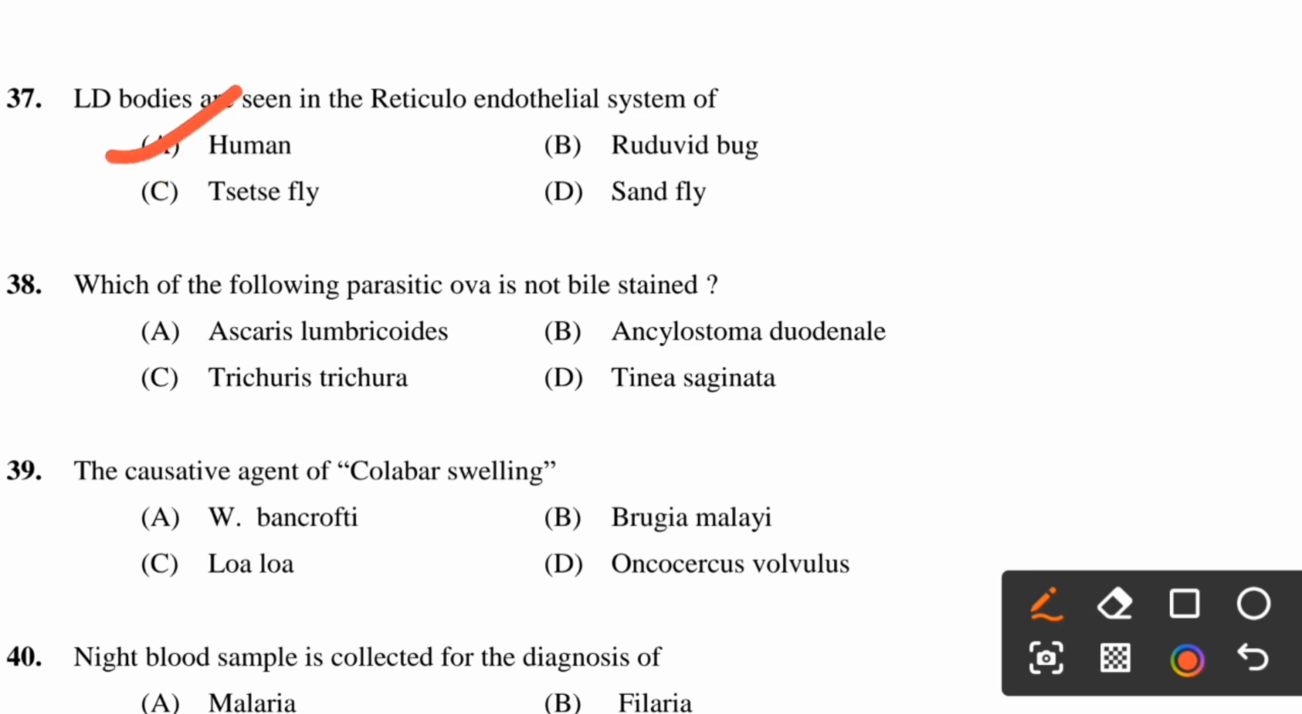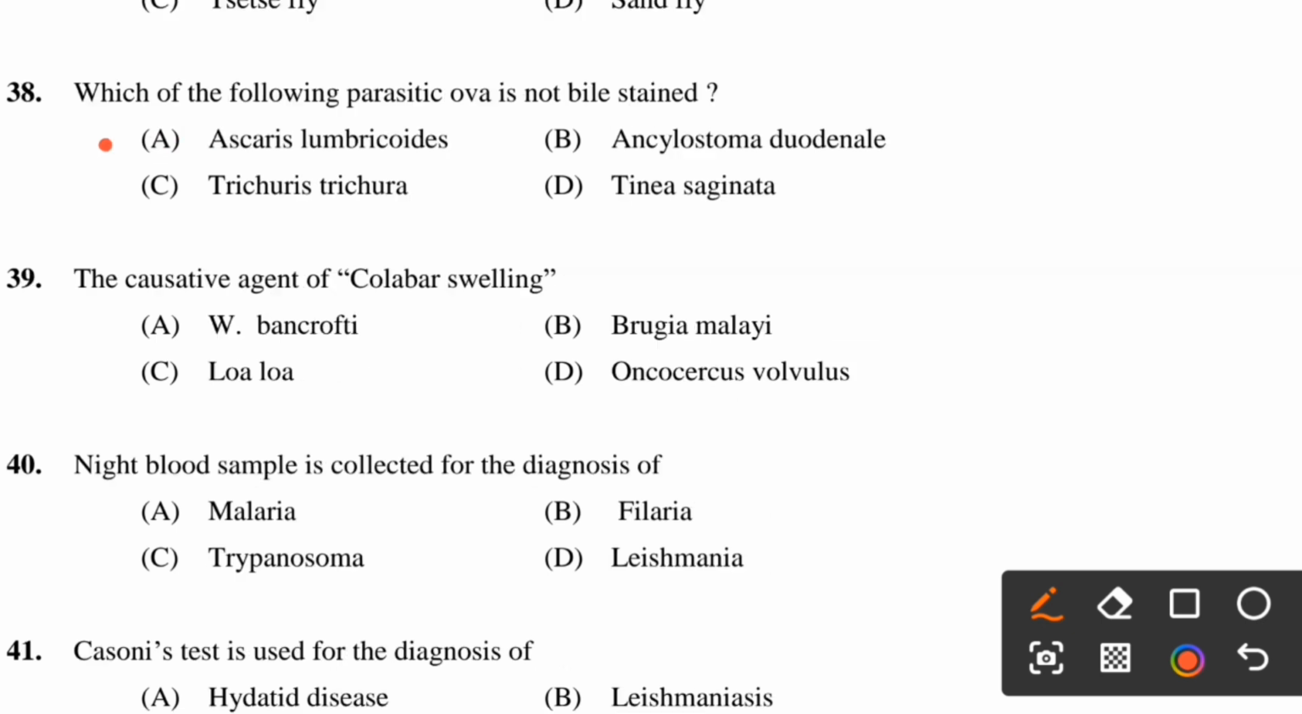Next question. Which of the following parasitic ova is not bile stained? Ascaris lumbricoides, Ancylostoma duodenale, Trichuris trichiura, Taenia saginata. The right answer is option A, Ascaris lumbricoides. Next one, the causative agent of Calabar swelling: Wuchereria bancrofti, Brugia malayi, Loa loa, Onchocerca volvulus. Right answer, Loa loa. Next one, night blood sample is collected for the diagnosis of: malaria, filaria, trypanosoma, leishmania. The right answer is filaria.